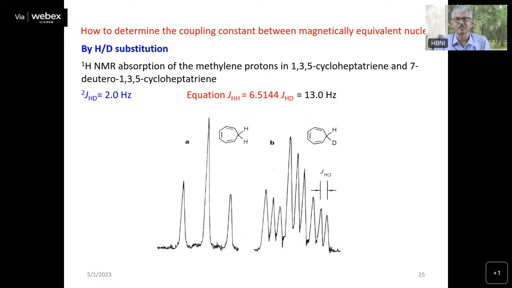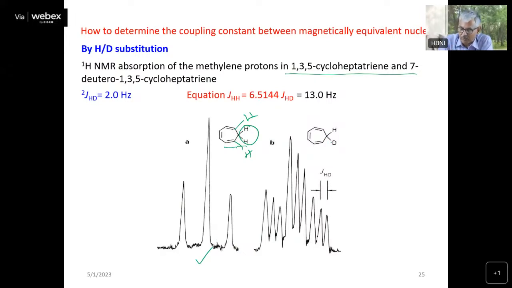What is the other way? The other way is that you can replace one of the hydrogens with a deuterium, by deuterium-hydrogen substitution. Now, if you take the 1,3,5-cycloheptatriene, which is here, because these two hydrogens are equivalent, these two hydrogens will come as a triplet, which is coming like this.